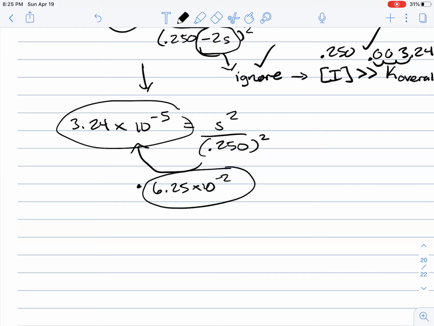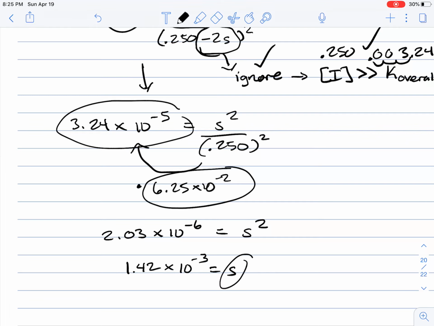And here I get 2.03, if I round to the correct number of sig figs, times 10 to the negative 6. And that's equal to s squared. So if I take the square root of my answer, I'm going to get a value that is 1.42 times 10 to the negative 3.